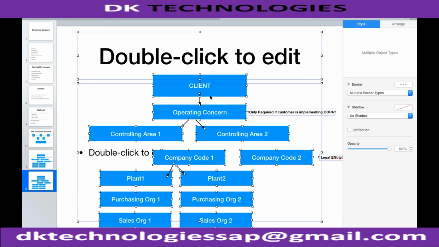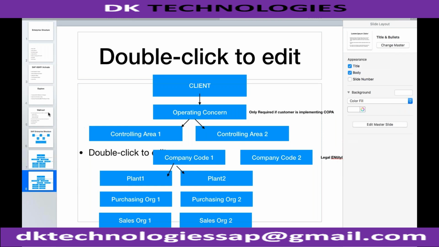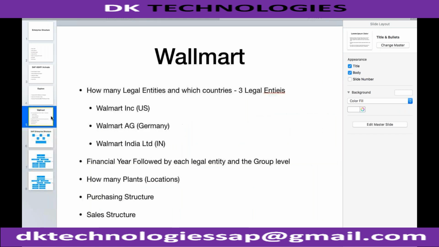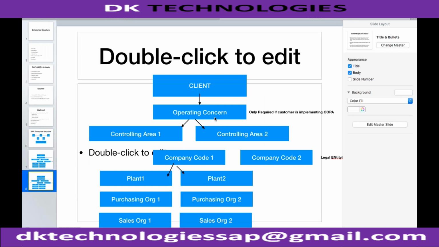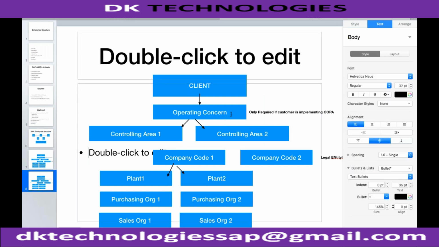Okay, now what I will try to do is understand the explore phase and provide the values here. Let's assume the customer has answered this question: how many legal entities do they have? They have Walmart US, Walmart Germany, Walmart India. This is the answer from the customer based on which we will set up our organization structure. So the customer is using a single operating concern.